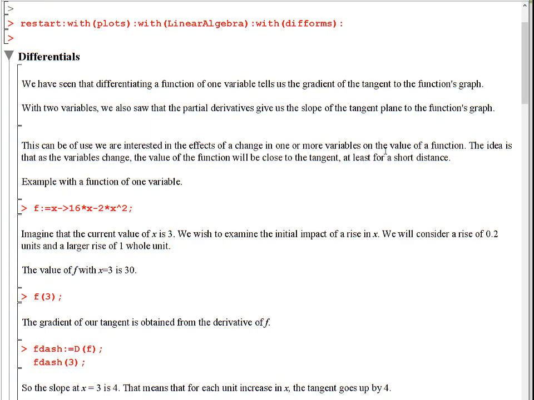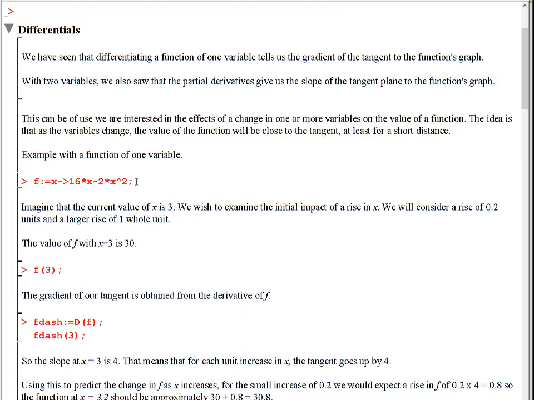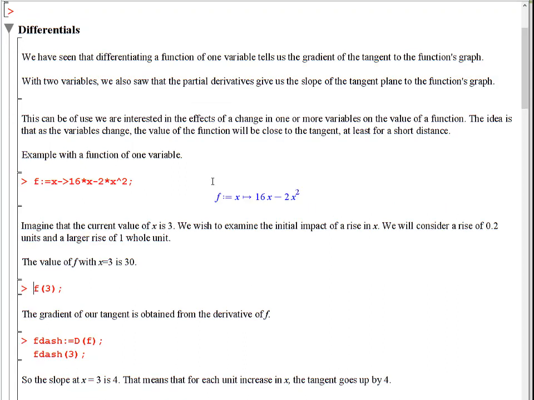And the idea of using differentials is that we're interested in when the variables change, the value of the function is going to be close to the tangent, at least for a short distance. So what we're interested in here is when that's going to be a good enough approximation to tell us something interesting. In some situations it will be, in some situations it won't be, as we'll see. So let's look at some particular examples.